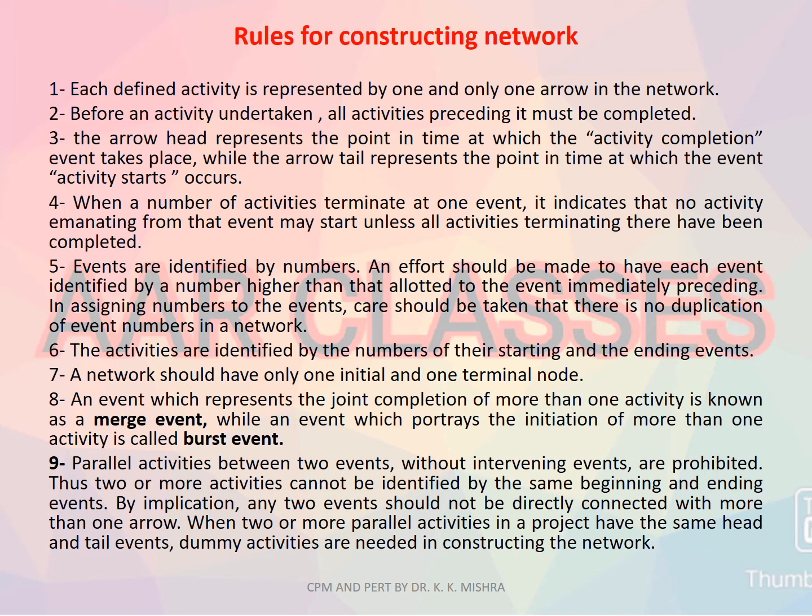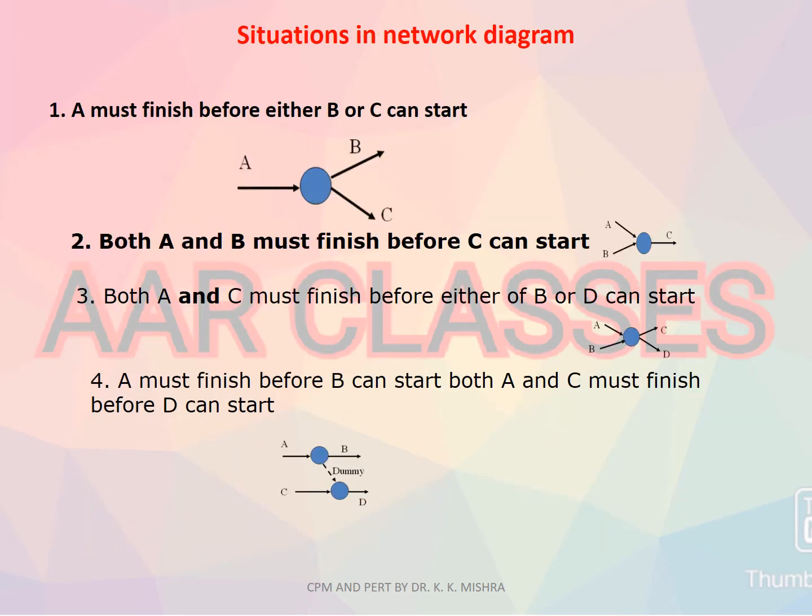As I told you at the start of my presentation on this topic, I would just be covering the theoretical view. Next, there are certain situations shown through symbols. First, activity A must finish before B or C can start. In the second case, both A and B must finish before C can start. In the third case, both A and C must finish before either B or D can start. A must finish before B can start. Both A and C must finish before D can start. These are shown through the symbols here.